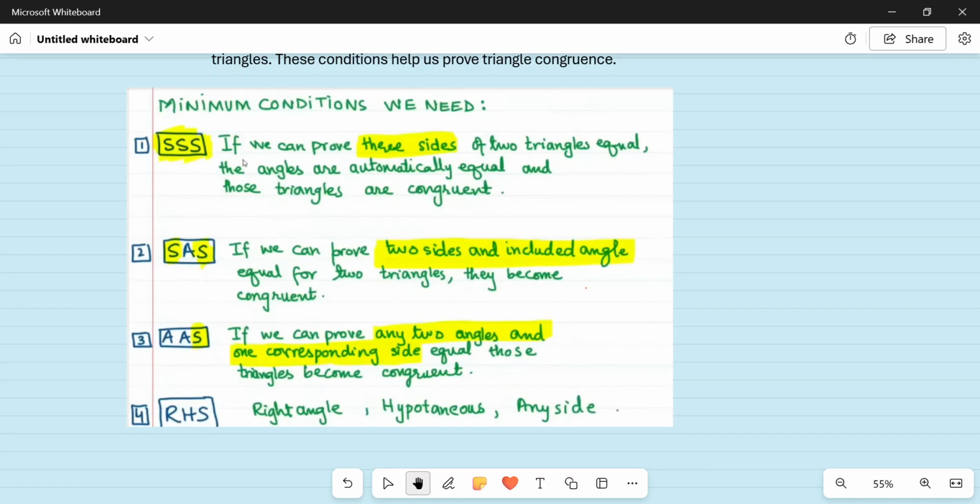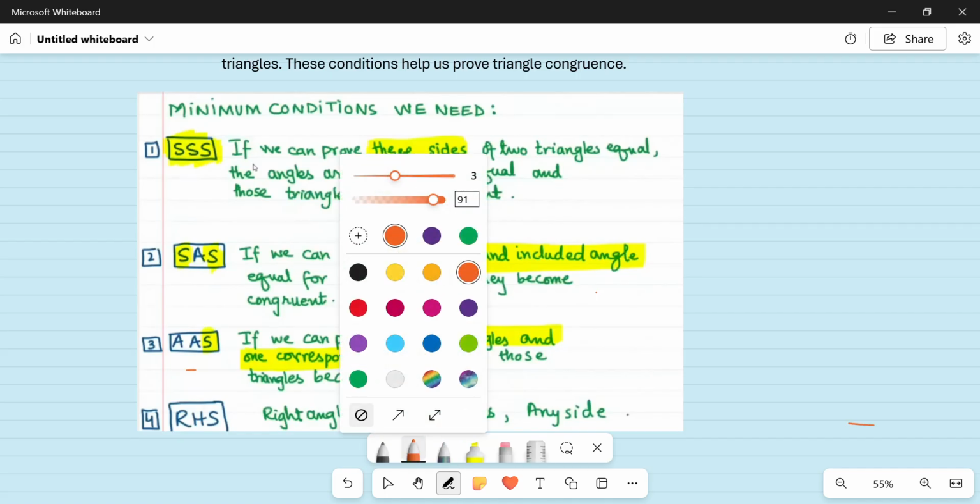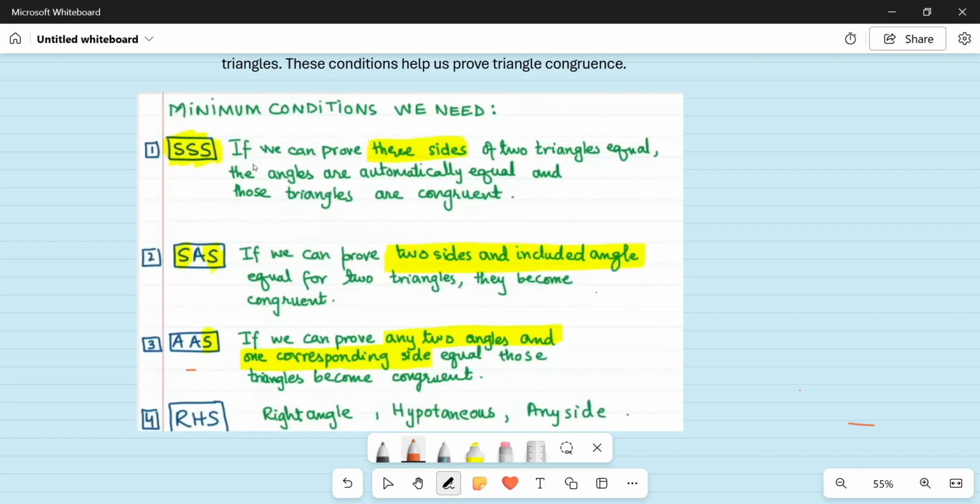are congruent. The third one is called ASA. It means that if we can prove that two angles are corresponding and the side between them is equal, the triangles become congruent. We will do examples of these four options. Two angles should be congruent and one corresponding side in between them should be equal. Then we can say this triangle is congruent.